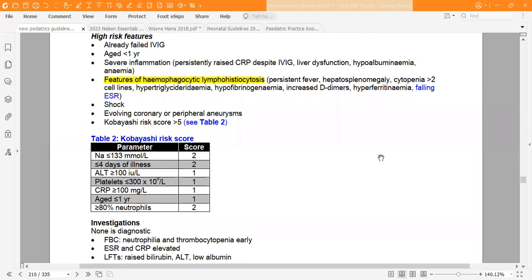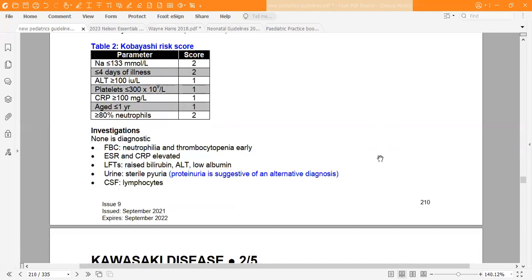Kobayashi risk score: sodium level less than 133, 4 days or less of illness, ALT more than 100, platelets less than 300, CRP more than 100, age less than 1 year, neutrophils 80% or more. Okay, what are the investigations?